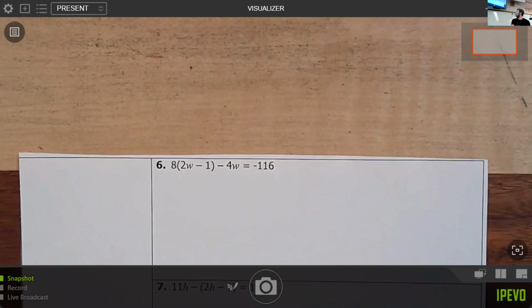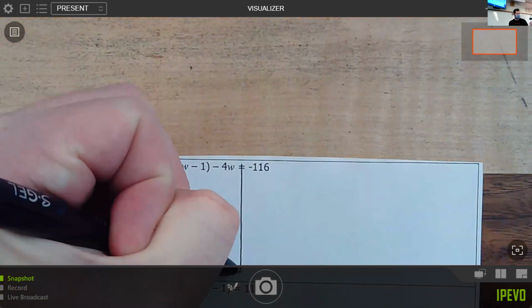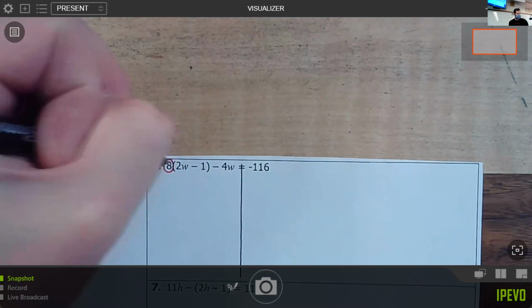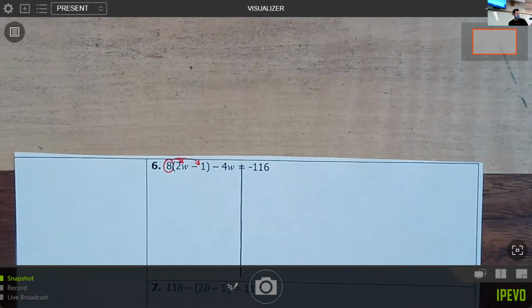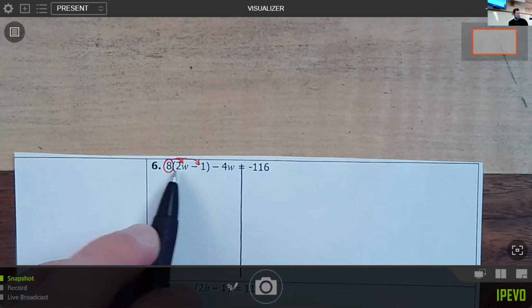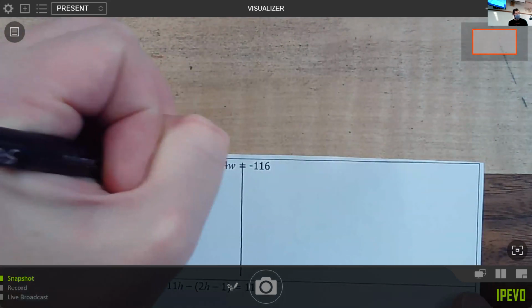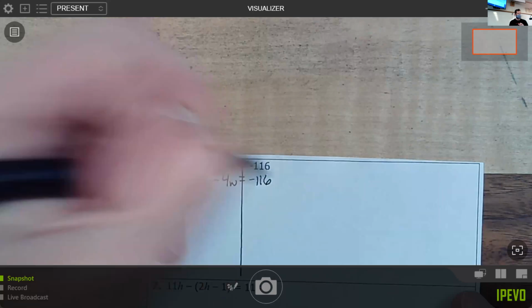Number 6. Let's see. I'm going to go ahead and get my equal sign, vertical line straight through there. We do have parentheses. So that means we will be distributing. What number is getting distributed? 8. That is the number right on the outside of the parentheses. So that means that 8 gets multiplied by the 2w and the negative 1. So 8 times 2w, 8 times 2 is 16, with the w is 16w. 8 times negative 1 will be a negative 8, minus 8, and then minus 4w, that's still there, equals negative 116.